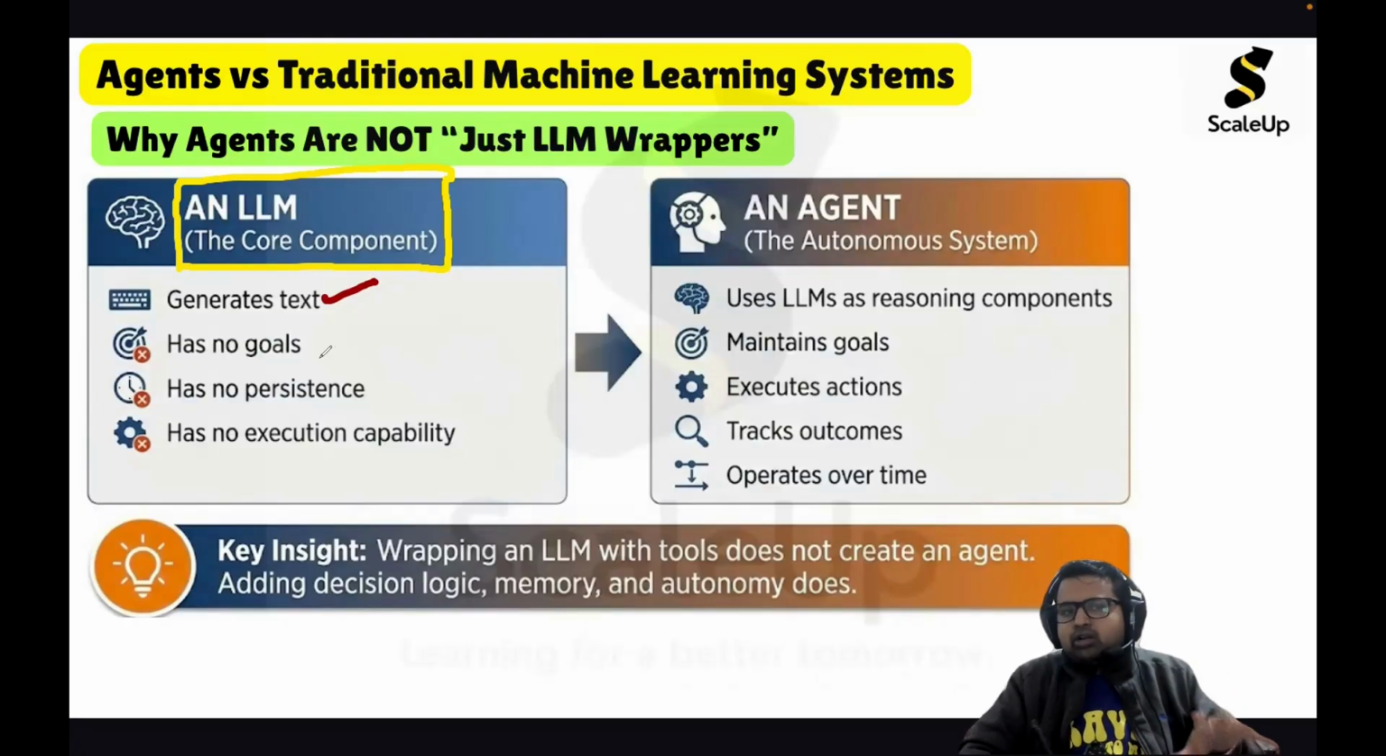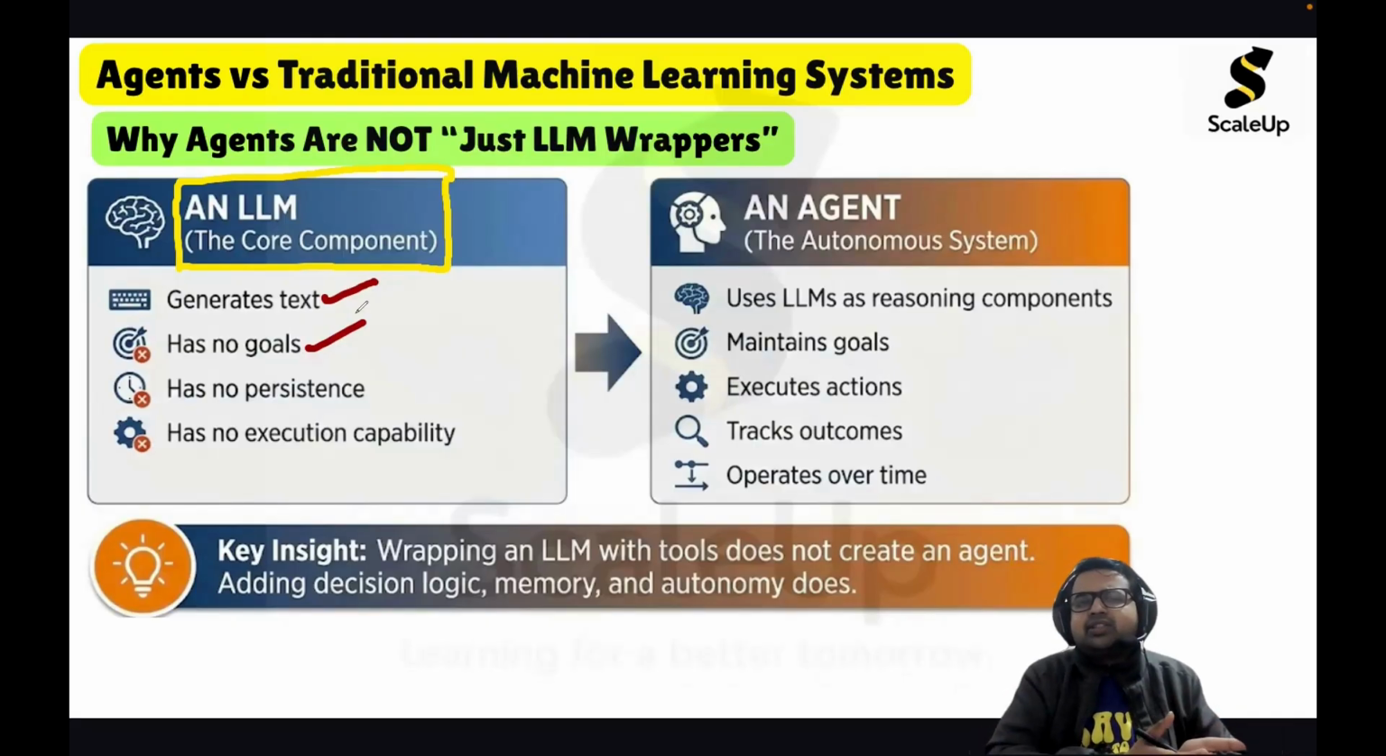Large language models don't have any goal, because whatever input you give, it will just generate a response. It does not have any goal. A large language model on its own does not have any persistence. They're stateless and they cannot act. They don't have any execution capability.